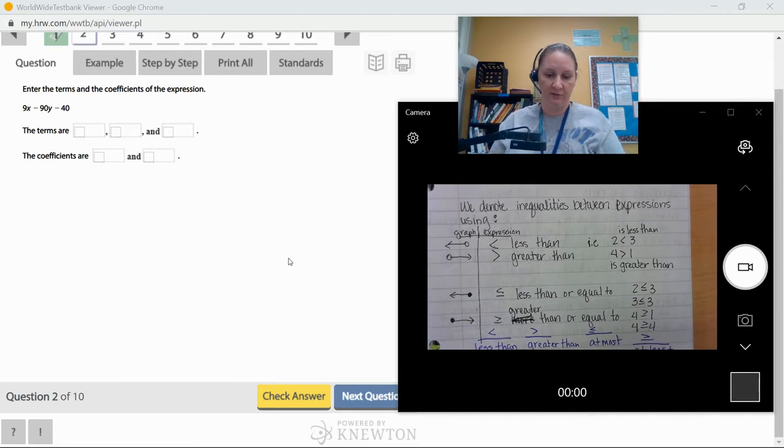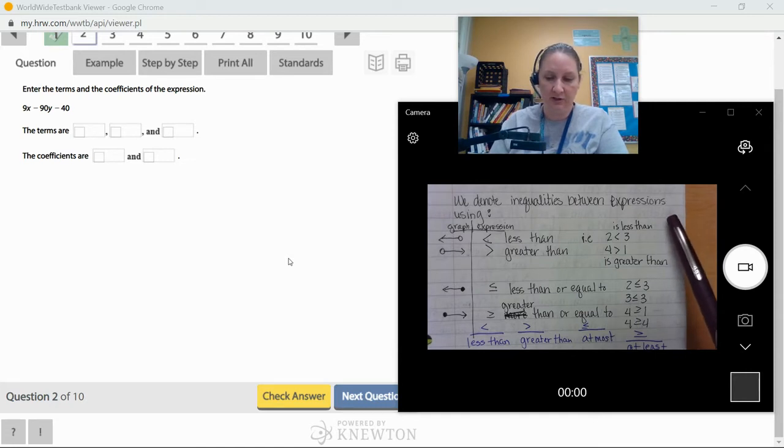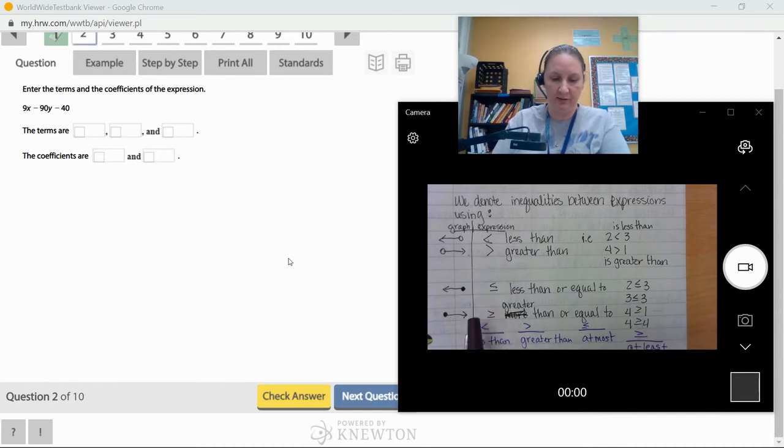So we're also going to be talking about integers. I'm going to introduce it here and then go into a little bit more detail later. We denote integer inequalities between expressions using the less than, greater than, less than or equal to sign, or greater than or equal to sign.